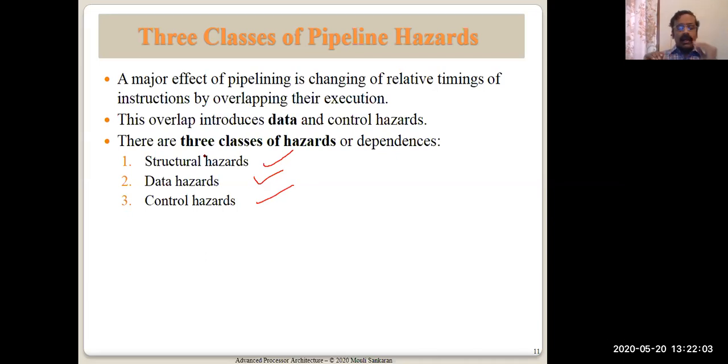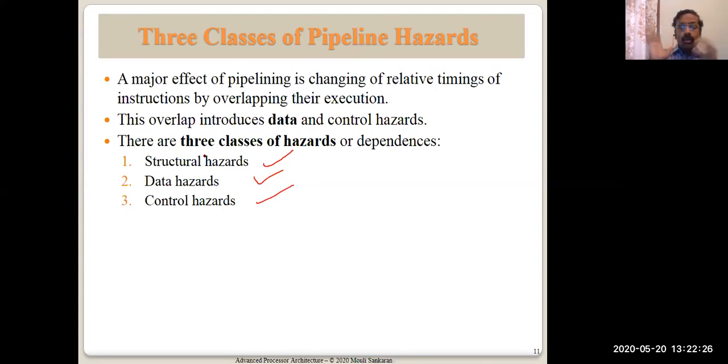Control hazard is something to do with control flow of the program. We have not talked about the control flow so far because it is more complex. I have deferred it for some time because I want you to be very strong in handling those data related stuff before coming into control part.